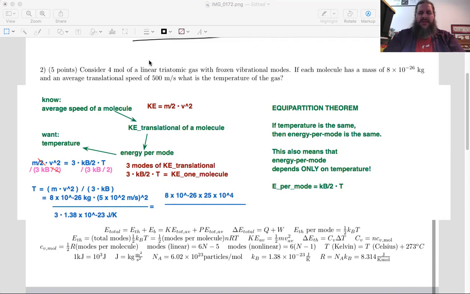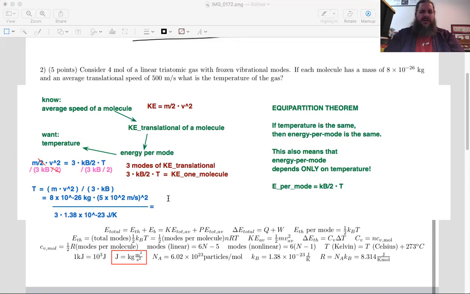Where have you seen kilogram meters squared per second squared before? Yeah, that is in fact the definition of joules. Joules means kilograms times meters squared per second squared. So anytime you see joules, you can expand that to kilogram meters squared per second squared, or alternatively, anytime you see kilogram meters squared per second squared, you can abbreviate it as joules. Joules is just shorthand for this cluster of units. So kilograms meters squared over second squared is just joules. So the whole numerator just becomes joules as the units.